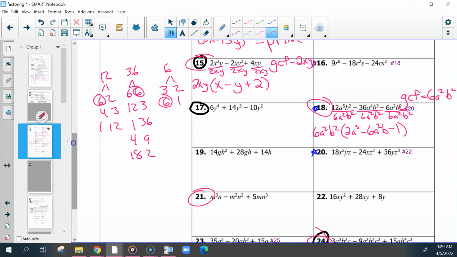Now that looks like I should divide something else out, but there's nothing I can divide out. Not everything can be divided by 2. Not everything has 4 b's. So that is your final answer.